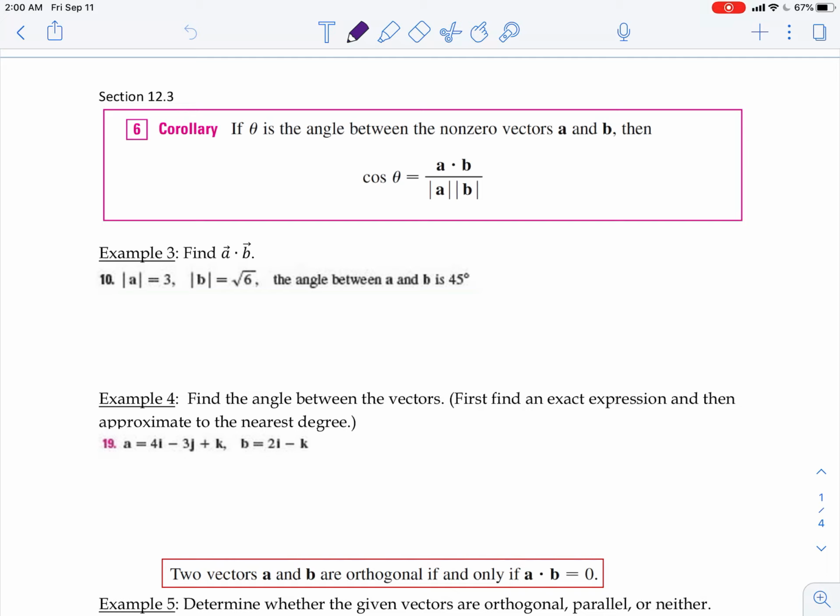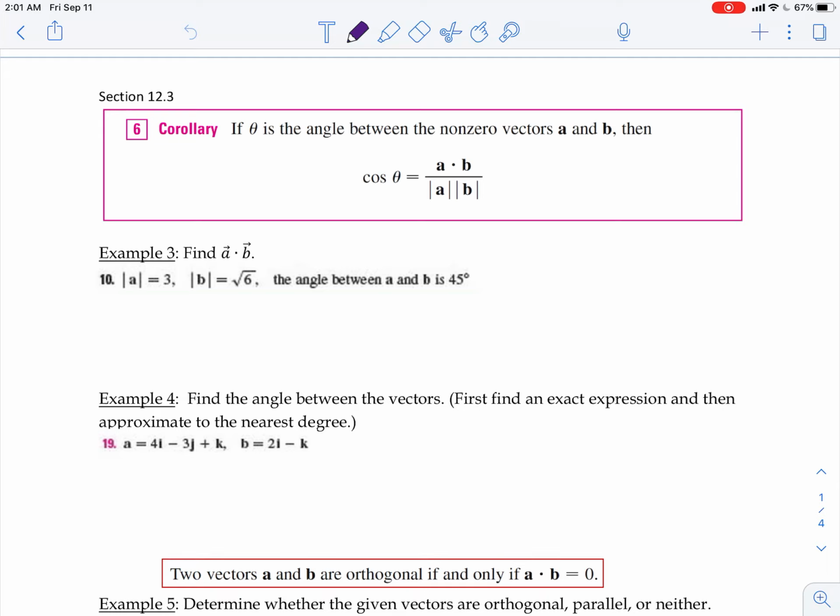And the reason why the dot product is very important is because now we're able to find the angle in between any two vectors that we have. That's one of the powerful things about the dot product. And the formula to do that is right here in front of us. Cosine theta is equal to the dot product of vectors A and B divided by the product of the magnitudes of A and B.